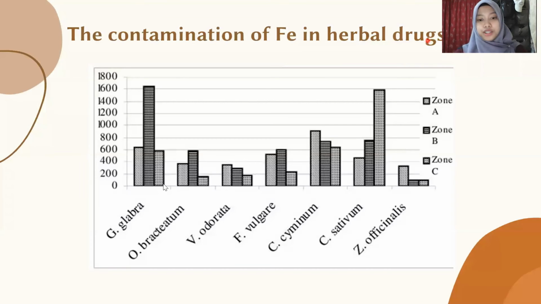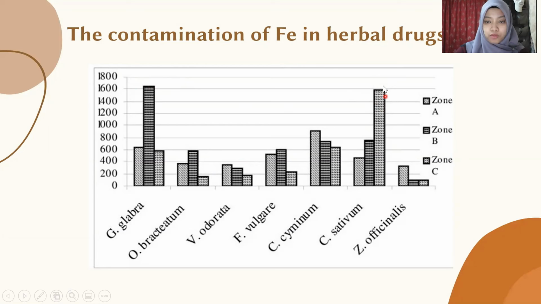The bar graph shown here is the comparison for the concentrations of iron metal that is present in these 7 types of herbal drugs from 3 different zones. And as you can see here, the highest contamination of iron is in G. glabra in zone B. The contamination of iron here is 1652.89 microgram per gram.